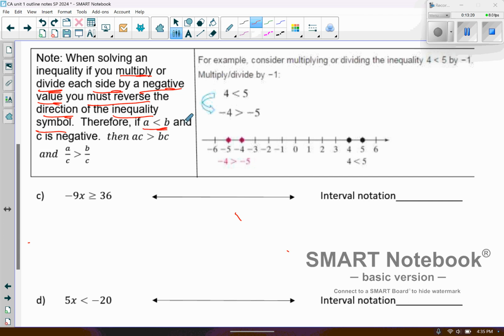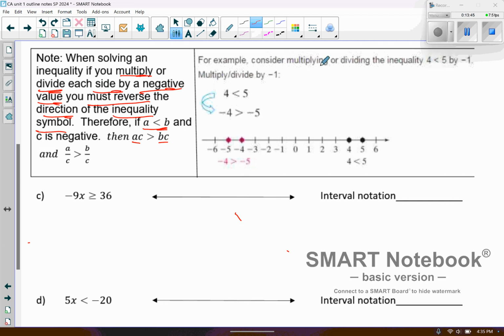If A is less than B and C is negative, if we multiply both sides by C, which is a negative value, you notice I had to reverse my inequality symbol from being less than to a greater than. Same thing if I were to divide both sides by this negative C value, I'd have to change that less than to a greater than symbol. And then I have an example right here.